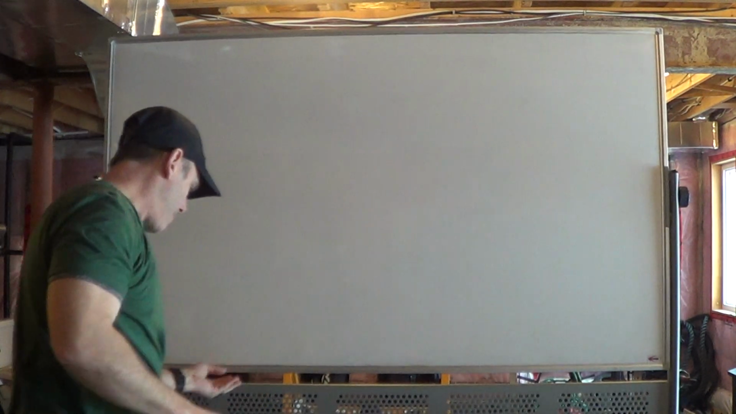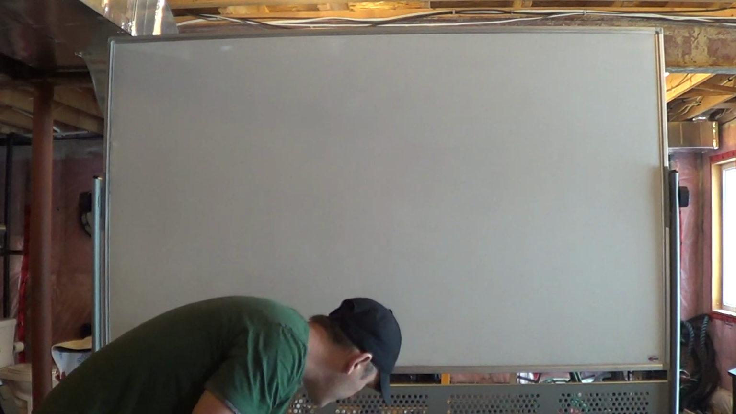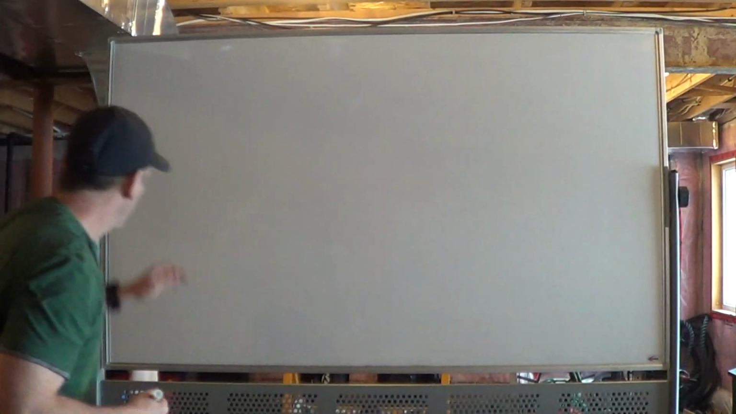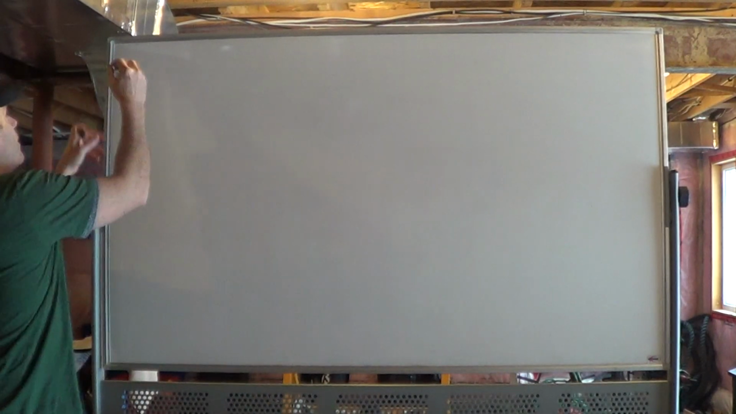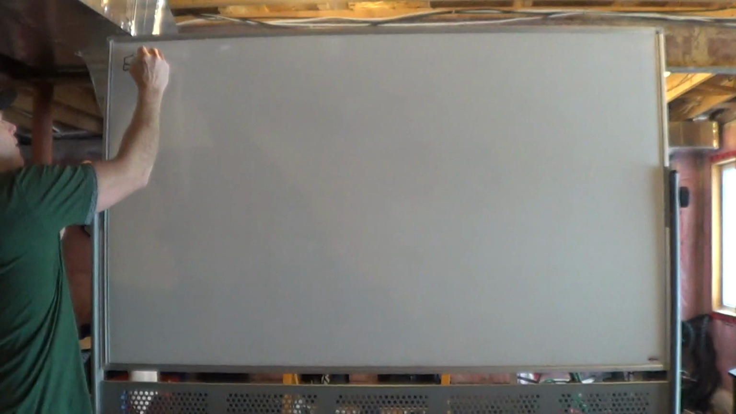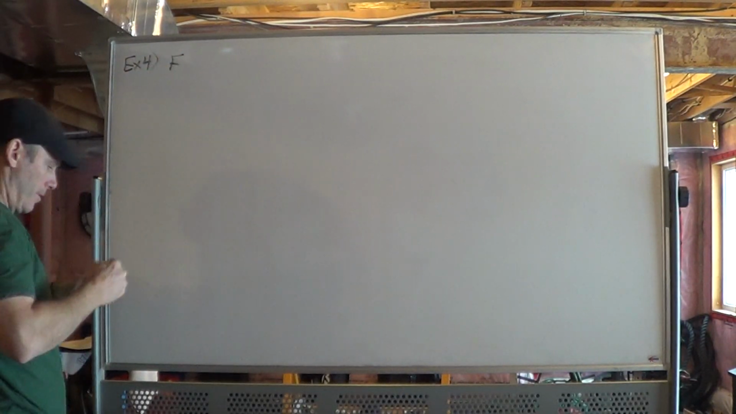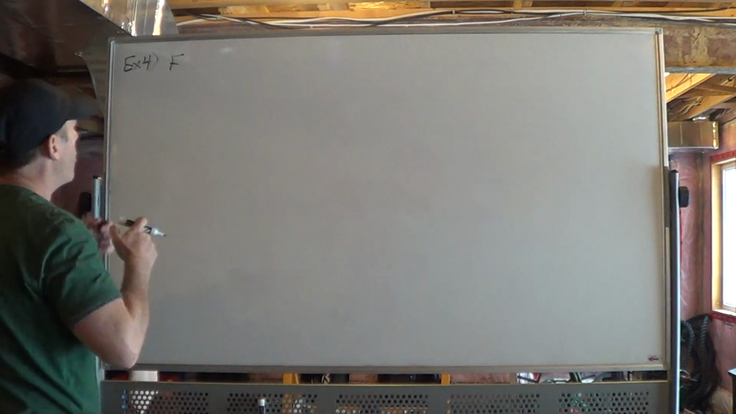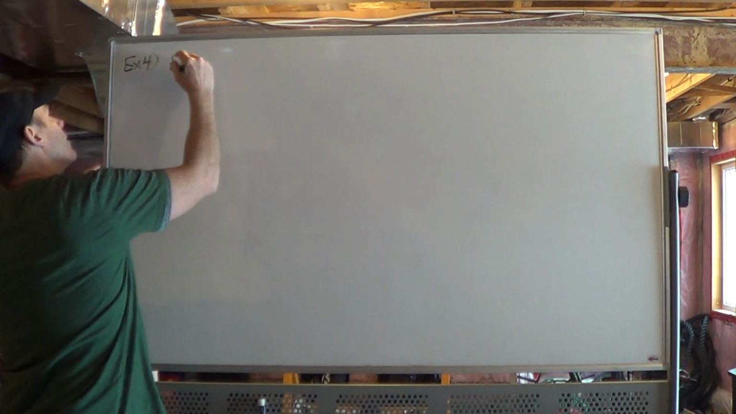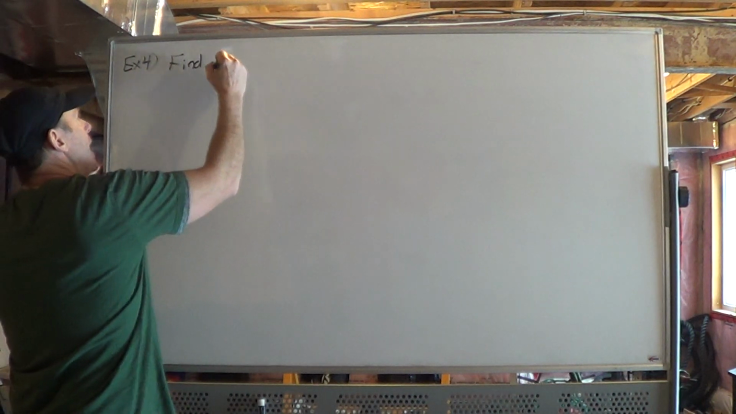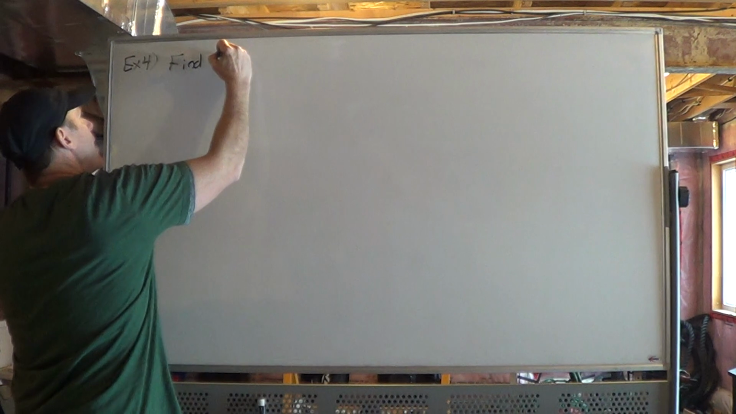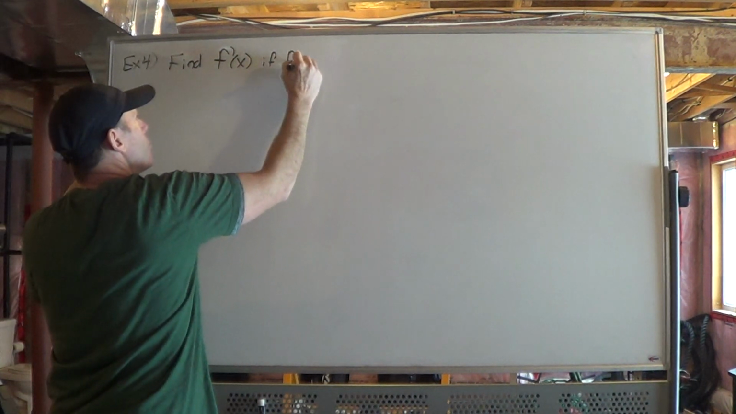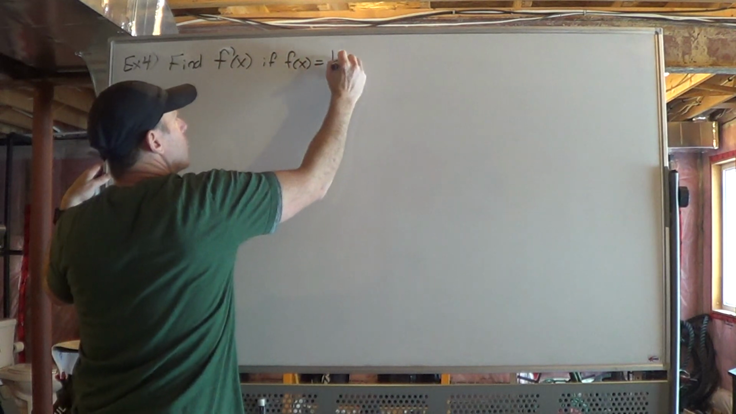All right, next up, find the derivative. Make sure that's nice and dry. Example 4. Find the derivative of the absolute value. It's always tricky. Find f prime of x if f of x is equal to the absolute value of x.